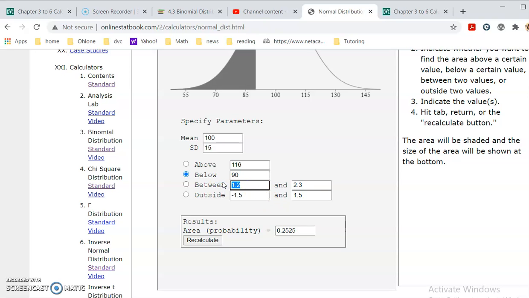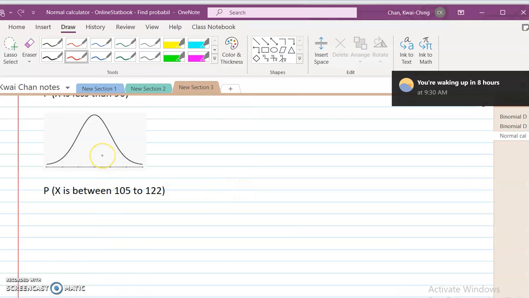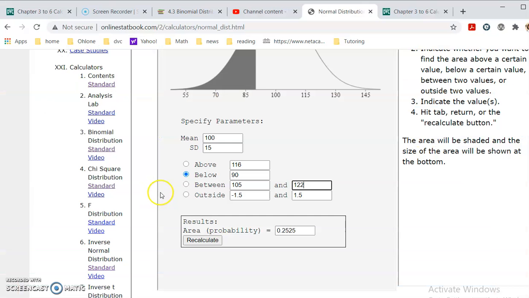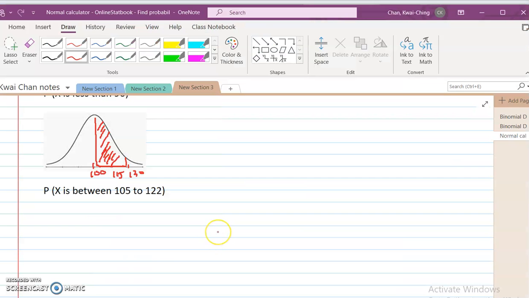What about x between 105 and 122? So we can say between 105 and 122. In order to graph it, you have to mark it correctly. This is 115, and this is 130. 105 is really close to the mean, and 122 is before 130, so it is kind of this group of area. So what's the percentage? You have to click in between; you cannot just enter the numbers and recalculate.